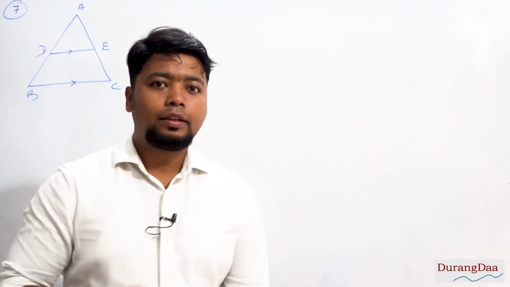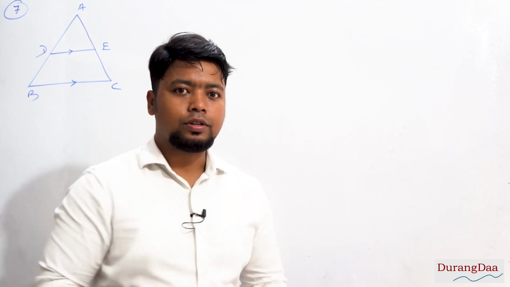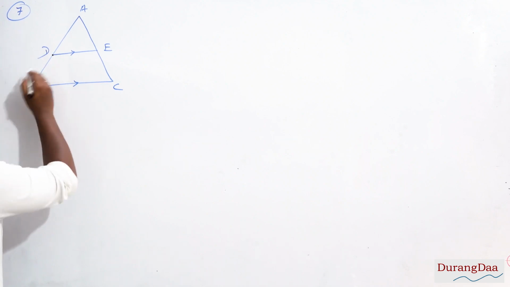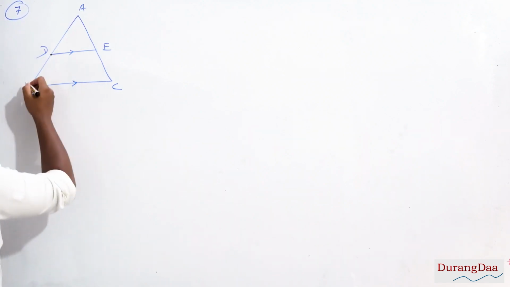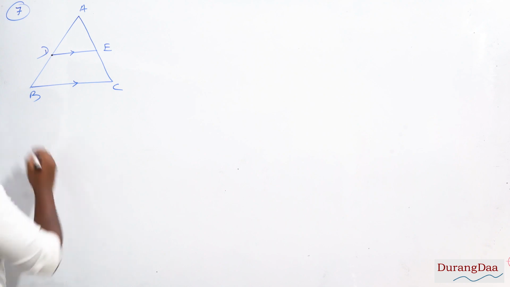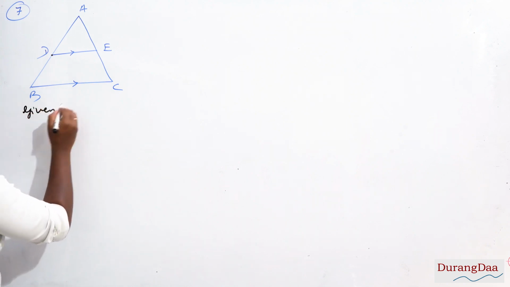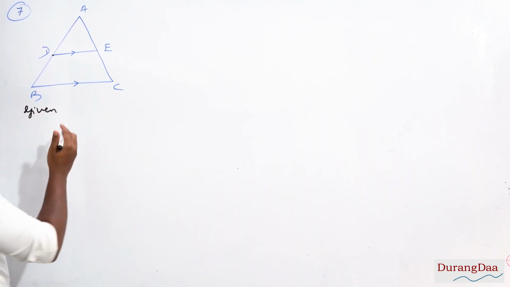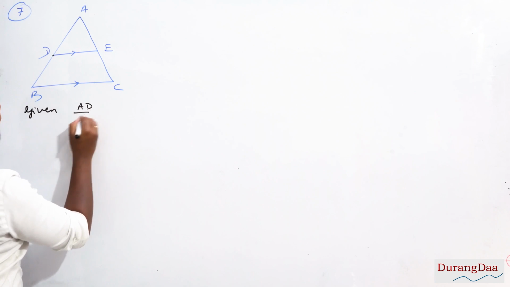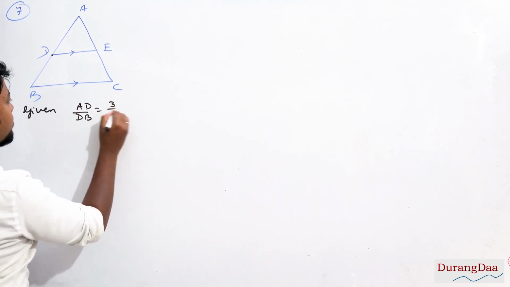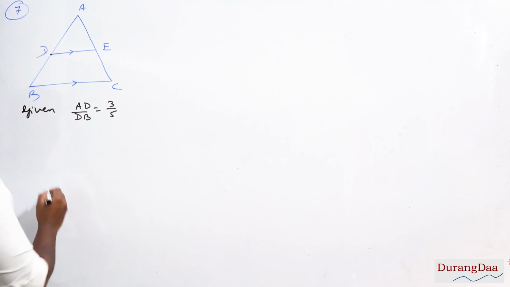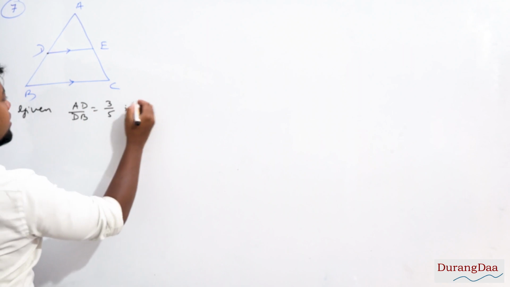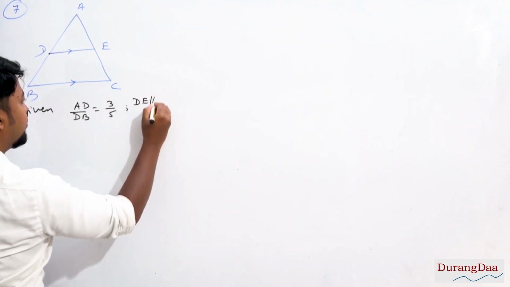Let us now try to apply the basic proportionality theorem in one of the questions. See in this figure, the question states that point D divides the line segment AB in the ratio 3:5. That means we can write AD by DB is equal to 3/5. This is given. And second thing, it is clearly shown in the figure that line DE is parallel to BC.